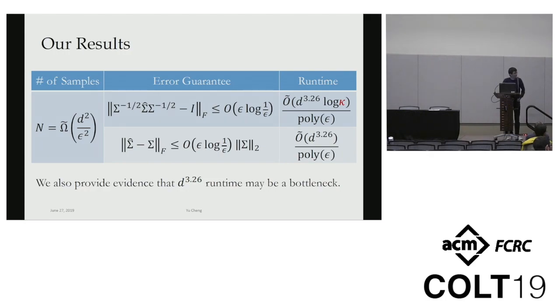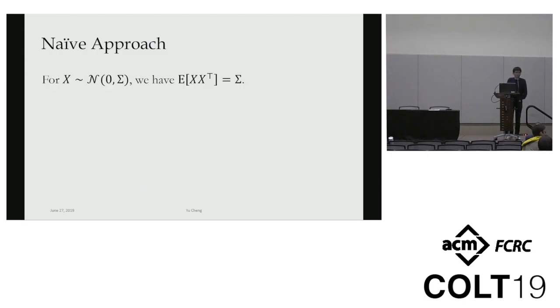We gave two algorithms, both running in time d to the 3.26 when epsilon is a constant, ignoring polylog factors. The first line is a multiplicative guarantee. It implies the additive guarantee on the second line, but you do need to pay a log condition number in the running time. We also give some evidence suggesting that improving our running time might be hard. This matches the running time of computing the empirical covariance matrix. In the remaining 5 minutes, I'm going to get a bit more technical and show you some of the main ideas of this work.